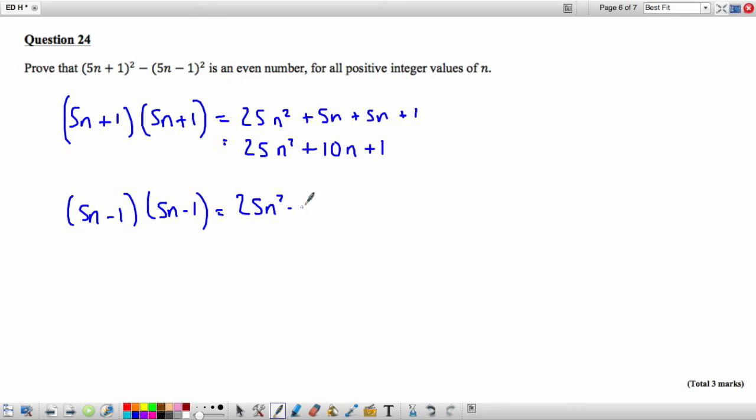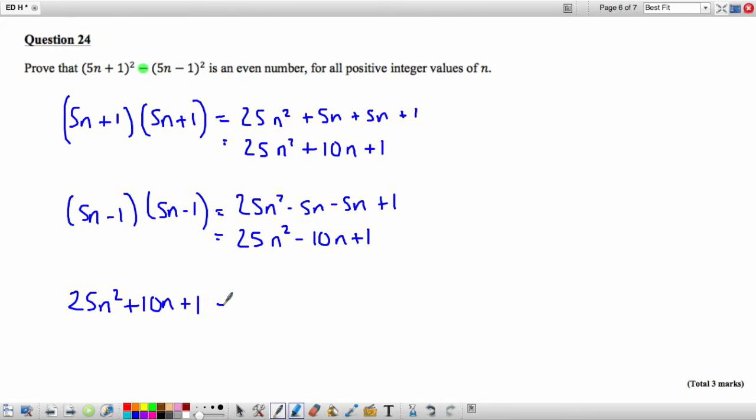25n squared, subtract 5n plus 1. Two negatives here multiplied together gives us a positive. 25n squared, subtract 10n plus 1. Then let's write these together, noting in the middle here we have the negative sign. So our first part will be 25n squared plus 10n plus 1. And then we're going to be subtracting 25n squared. We've got a negative and a negative, so adding 10n and a negative here, so this becomes negative 1.